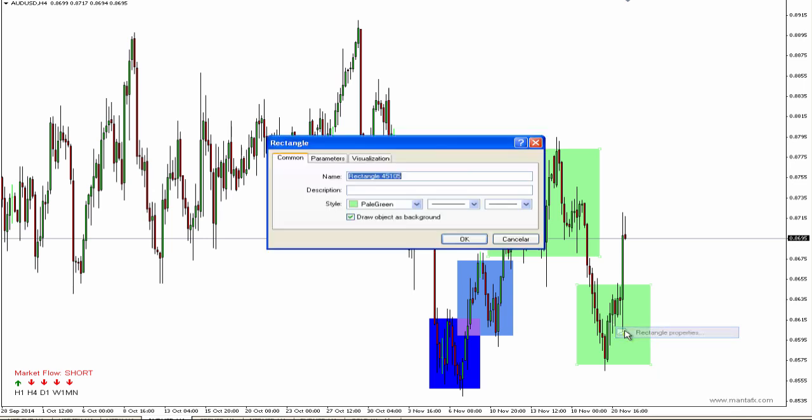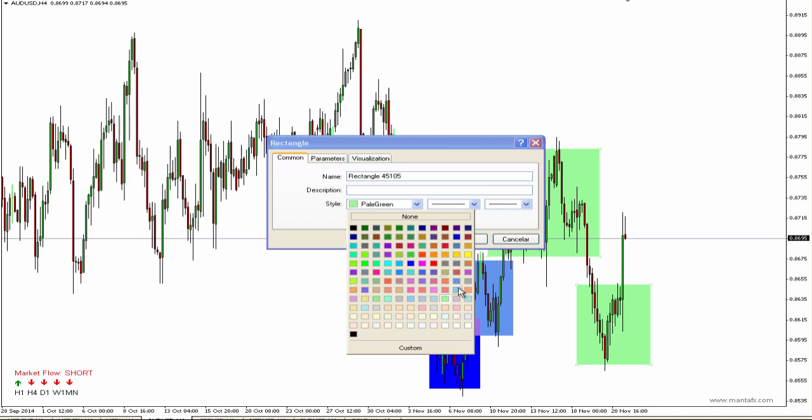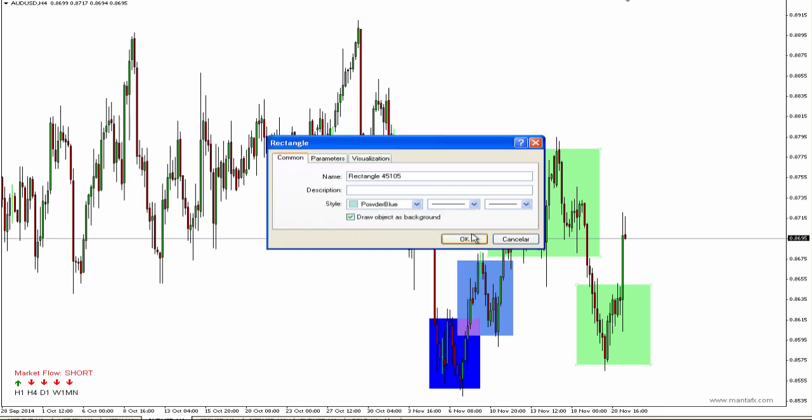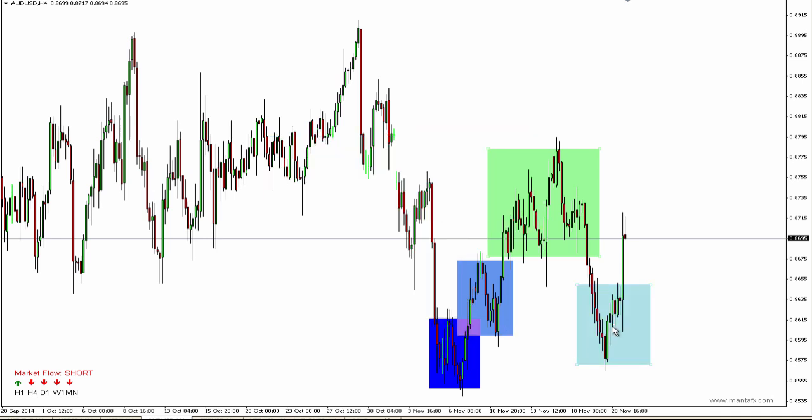Let me just make it a different color. Okay, so obviously once these lows were taken out, it broke down, consolidated below this prior consolidation on the way up. So a very clear sell model, in my honest opinion, that made me short the Aussie dollar today. Very nice price action, I would say.